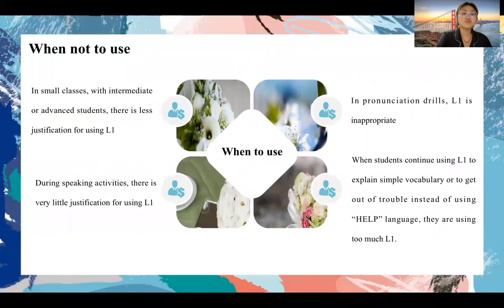In small classes with medium or advanced students, there's less justification for using L1, and in pronunciation drills or in speaking activities, I don't think it's a good idea to use L1 in this part. And the final situation is when students continue using L1 to explain simple vocabulary, they probably use too much L1 in this process. It's also not appropriate.